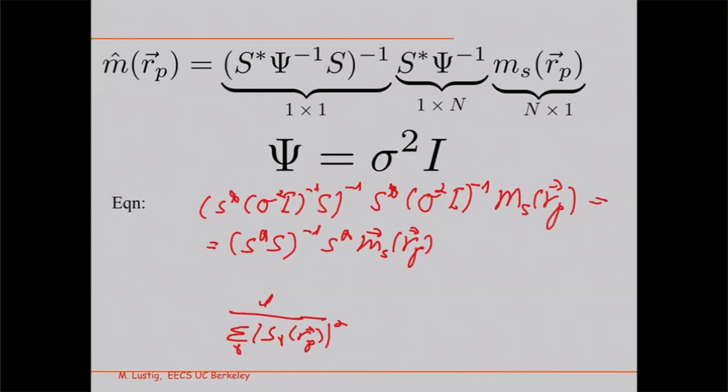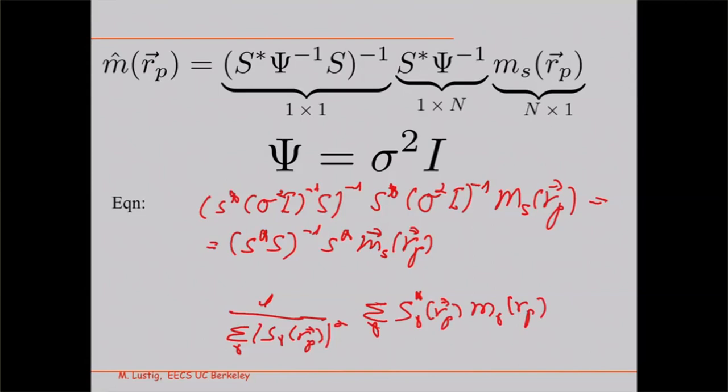Okay, what is S conjugate times M? Well, S conjugate times M is still a sum over gamma of S conjugate of coil gamma at position R_P, multiplied by M of gamma at position R_P.